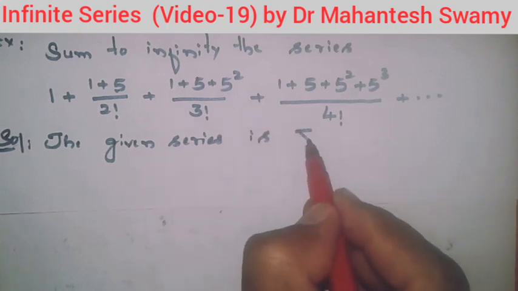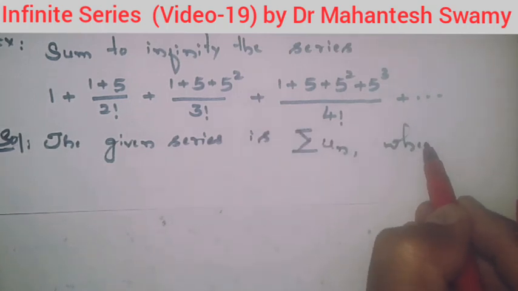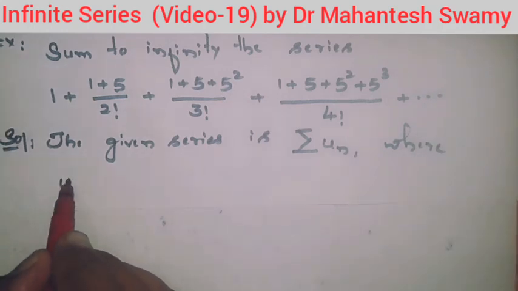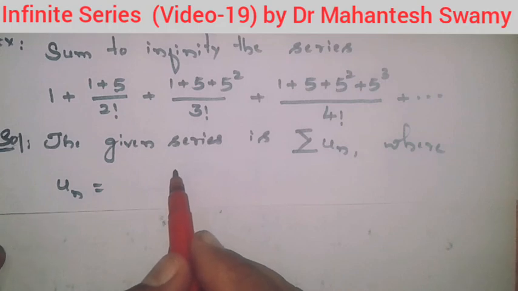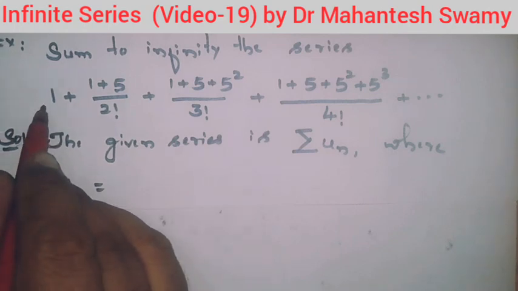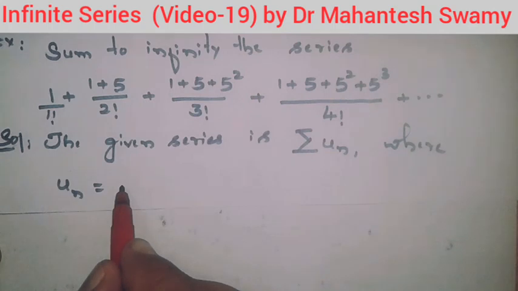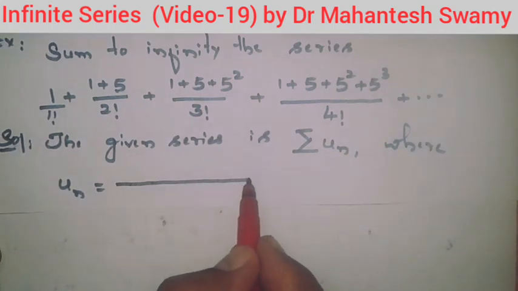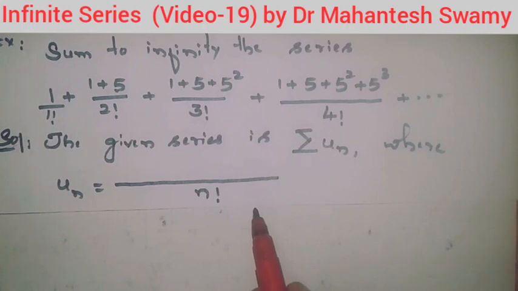is summation un, where un, the nth term of the given series, is directly visible here. We are observing here in the denominator of each term, for the first term it can be written as 1 divided by 1 factorial. So for the nth term the denominator should contain n factorial. That is the simple job. We have done it at the beginning.